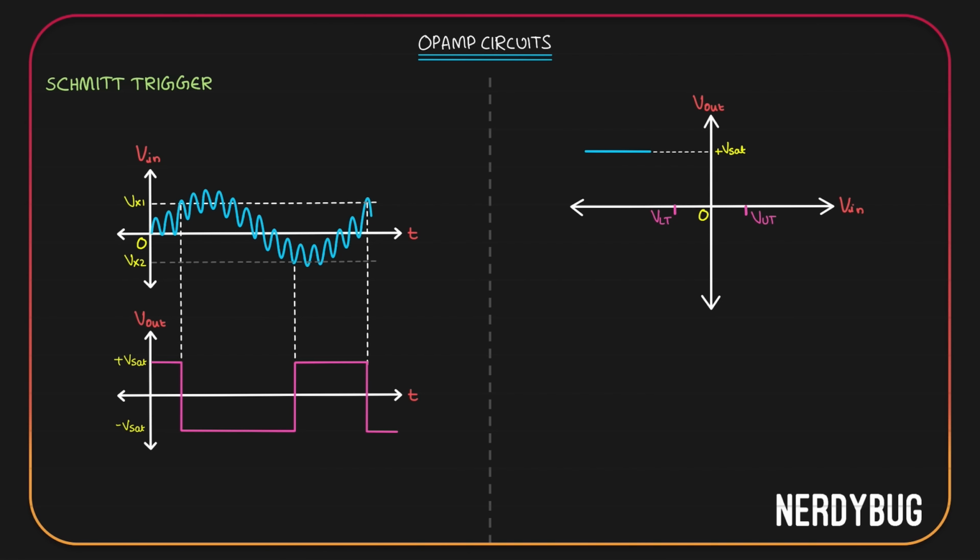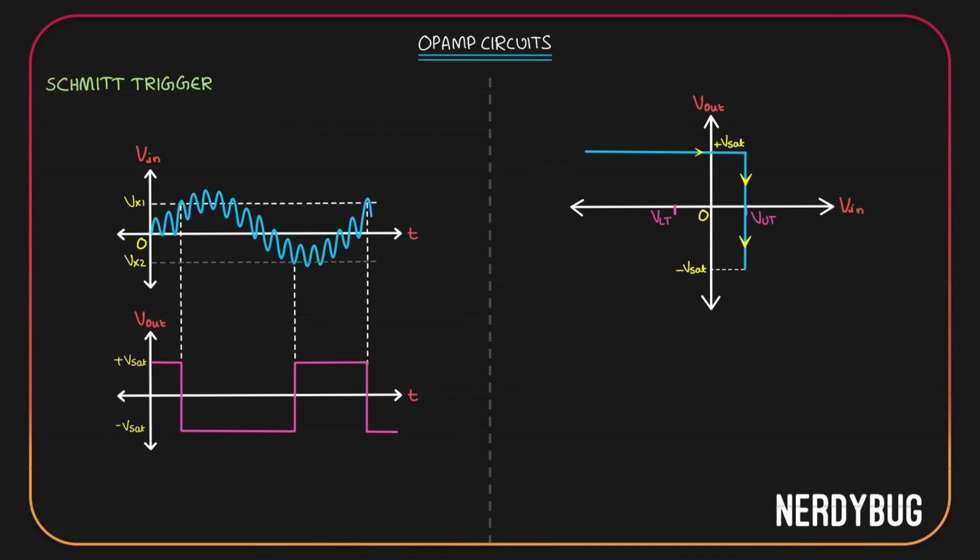Output is plus Vsat, so the next time it switches is when the input becomes greater than the reference voltage, which is the upper threshold voltage. So unless input becomes greater than the upper threshold voltage, output will be plus Vsat. Now when input becomes greater than upper threshold voltage, that is when the switch happens. Output switches from plus Vsat to minus Vsat.